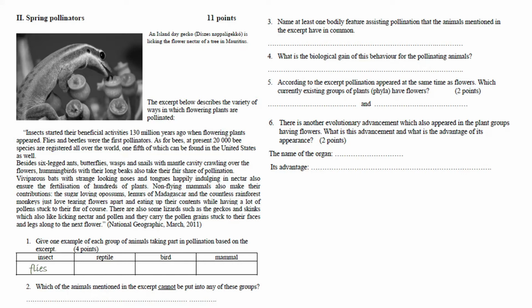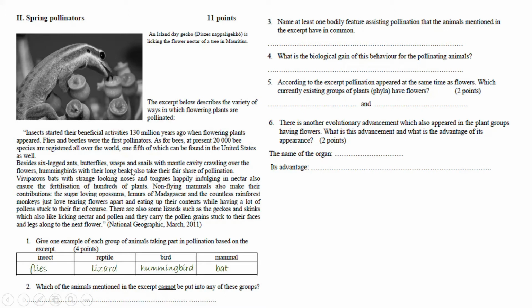Then for the reptile, obviously the lizard is mentioned. Also you can write geckos and skinks. For the bird, hummingbird can be given. And for the mammals, I just wrote here bat, but also lemur, opossum, monkeys, all of these would be accepted. Which of the animals mentioned in the excerpt cannot be put into any of these groups?